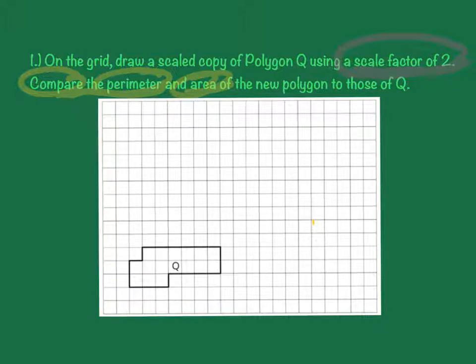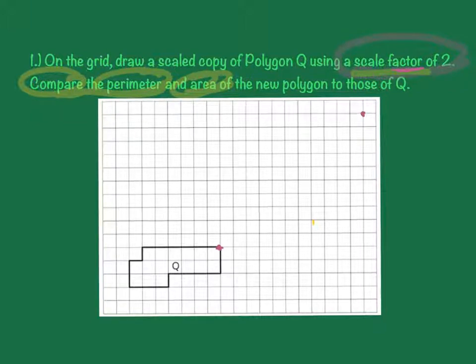Okay, so first we're going to draw a scale factor of 2. So a scale factor of 2 means that every side gets multiplied by 2. Remember, factor means we multiply. So I'm actually going to start this, I think, up here in this corner, corresponding with this point here in this corner, because I don't know how big of an area I'm going to need.